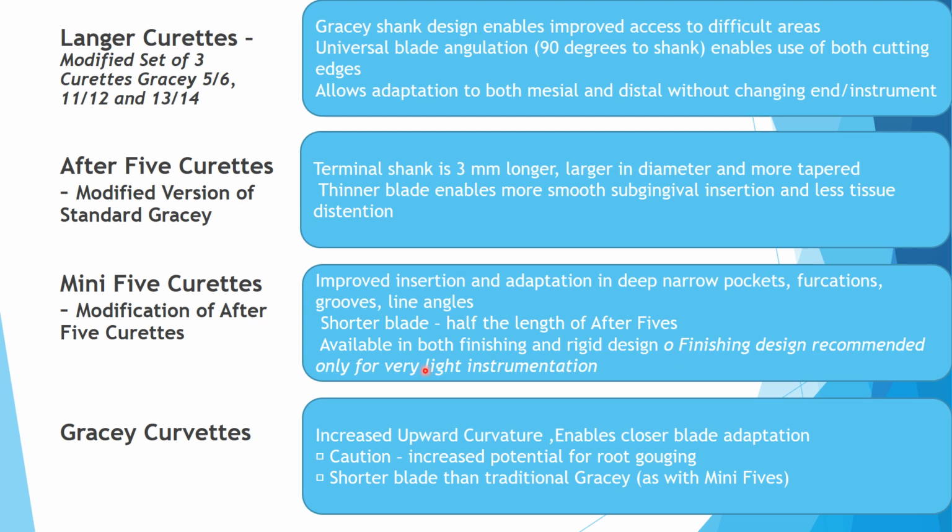Okay, there is also one of the modifications, and the other one is the Gracie curvettes. There is an increased upward curvature, and this enables closer blade adaptation. So the increased potential for root gouging will be there. This we have to take care of. It also has a shorter blade than the traditional Gracie, like the Mini Fives. So that is the advantage of the Gracie curvette.